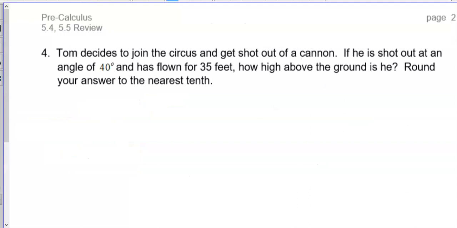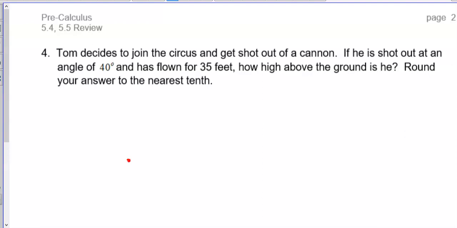All right, number 4, Tom. Tom decides to join the circus and get shot out of a cannon. Lovely. If he is shot out at an angle of 40 degrees and is flown for 35 feet, how high above the ground is he? Round your answer to the nearest tenth.